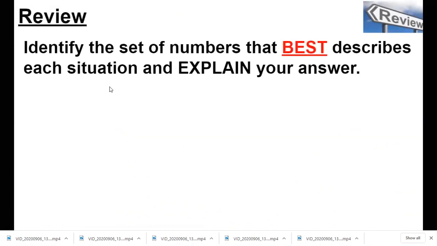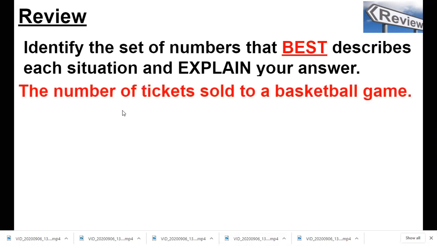More review. Identify the set of numbers that best describes each situation and explain your answer. The number of tickets sold to a basketball game. What type of number would that best be described as? Would it be described as an irrational number, a number that goes on and on and never repeats and never ends? No, that doesn't make sense with basketball tickets. How about a rational number, like a fraction of a ticket? Could that work? No, you don't normally buy a fraction of a ticket. If you did, they wouldn't let you into the game.